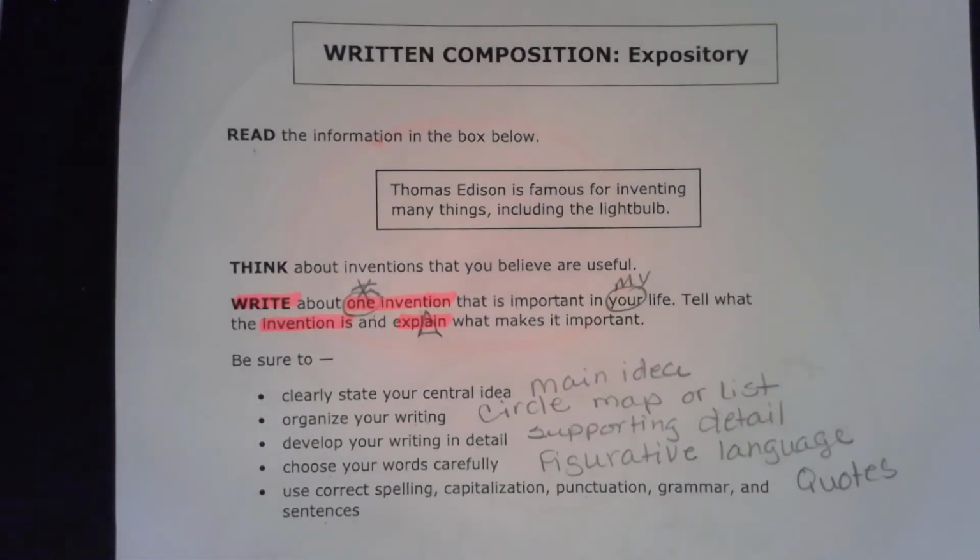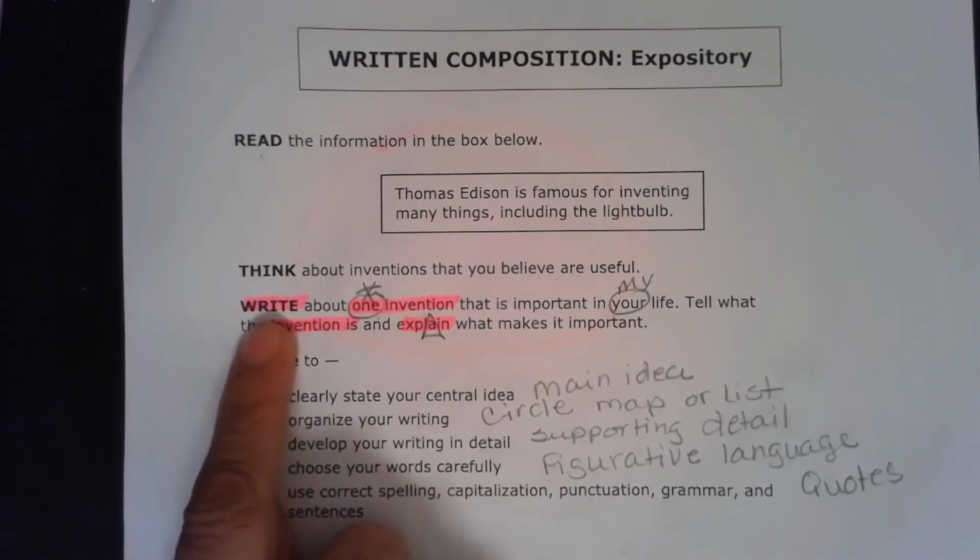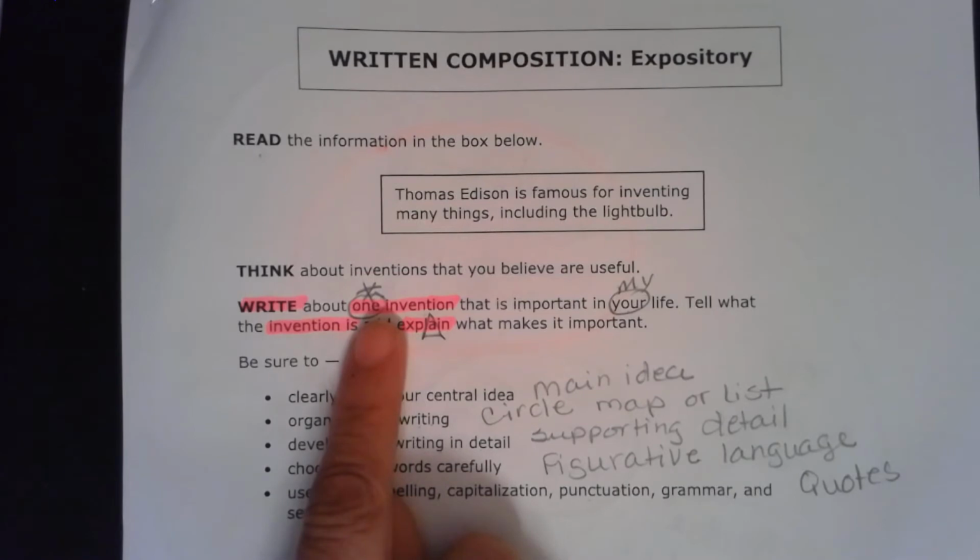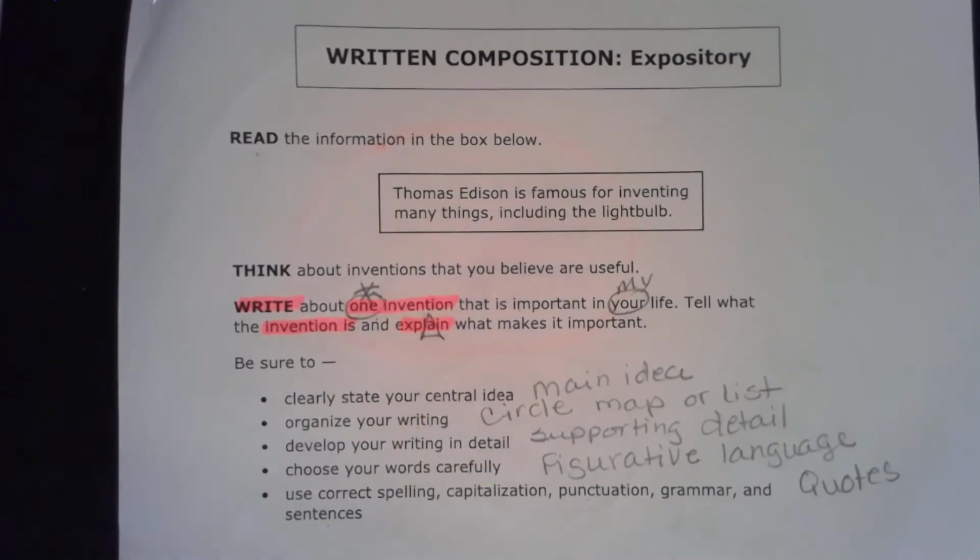Hi, in this video we're going to look at the next step in expository writing. In the previous video we had already looked at the prompt and how it's set up and what we're looking for, and how we're going to focus on the section that says write, and we discussed how it says one invention. Although there's many, we're just focusing on one invention that is important to your life. And you're going to tell what that invention is and explain what makes it important.